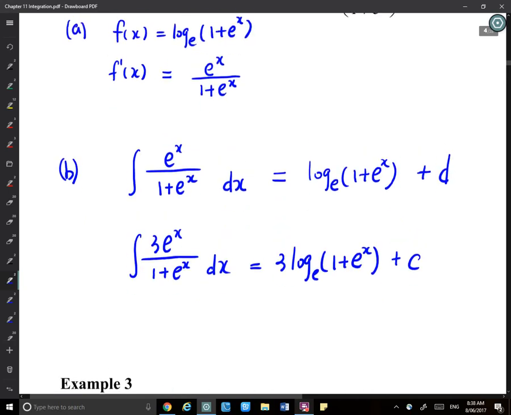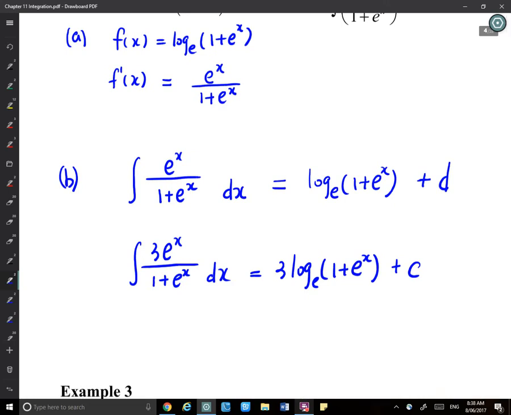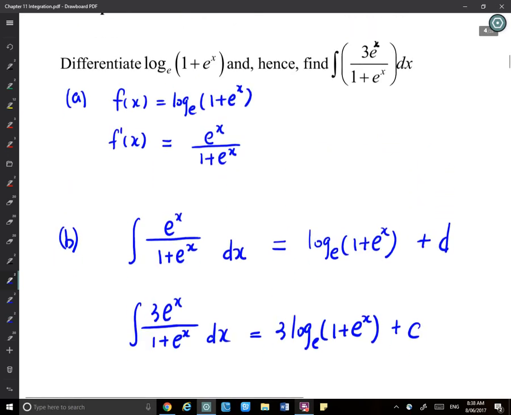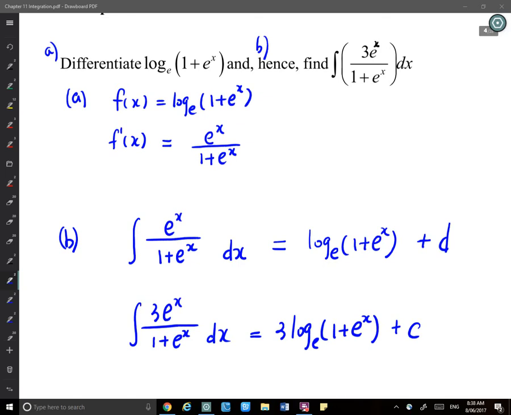So the integral of 3e to the power of x over 1 plus e to the power of x will give you 3 log e bracket 1 plus e to the power of x. That's how you get the answer. So we use the f dash x to find the thing asked in part B. So that's A, that's B. But this is a really easy question. We start from an easy one. So that's the idea: the integral of f dash x will give you f(x).